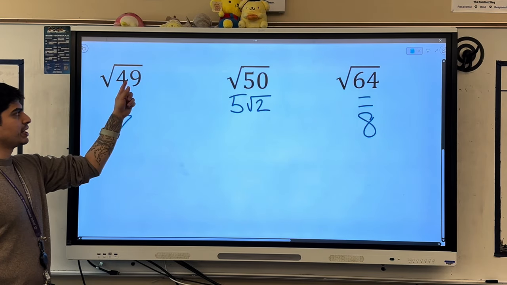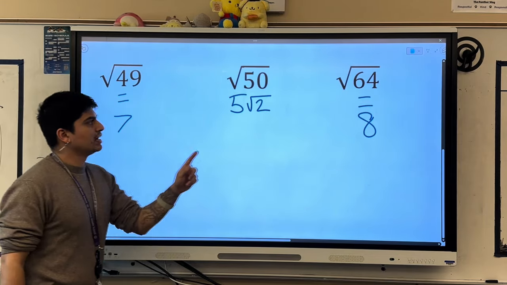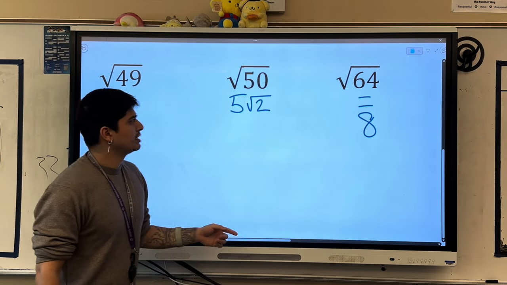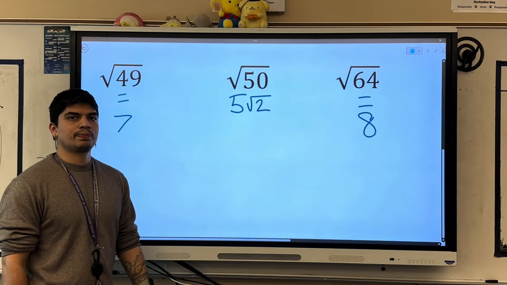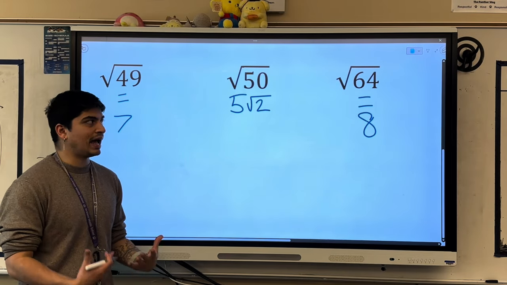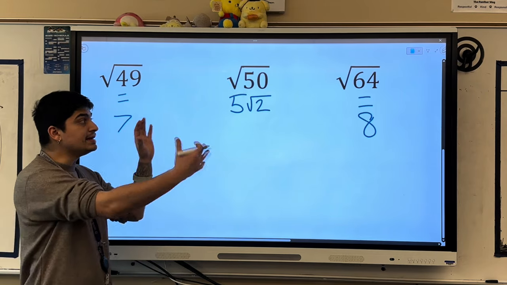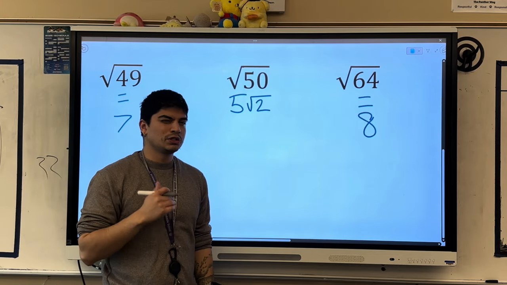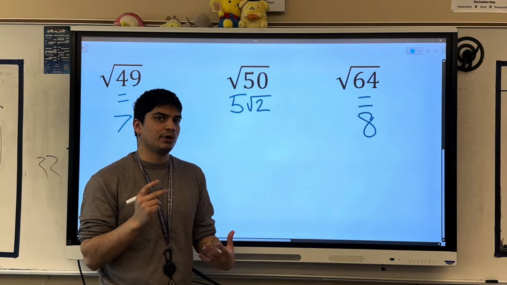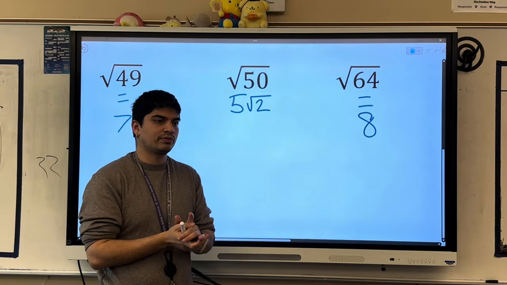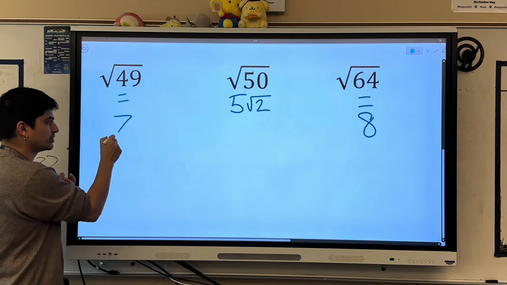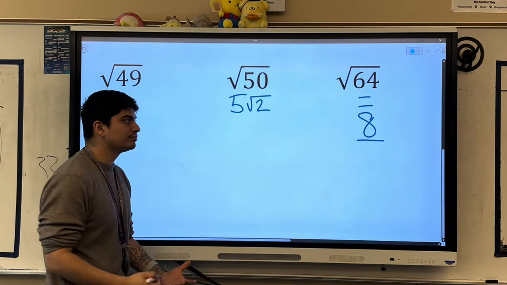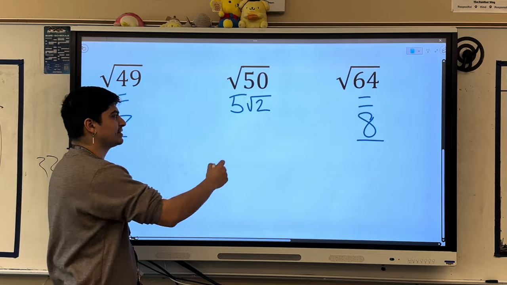Now, I did these ones on purpose. I have the square root of 49, which gave me a solid answer. I have the square root of 64, which gave me a solid answer. And I have the square root of 50. The number that I'm asking is in between 49 and 64. So it makes sense, right, that the real answer would be in between the numbers 7 and 8.